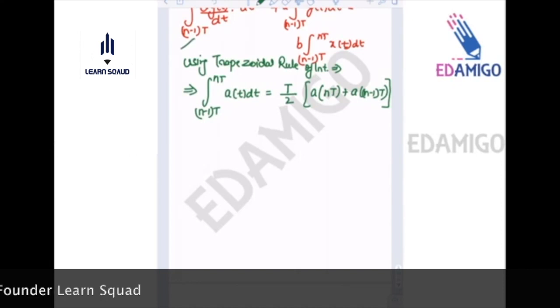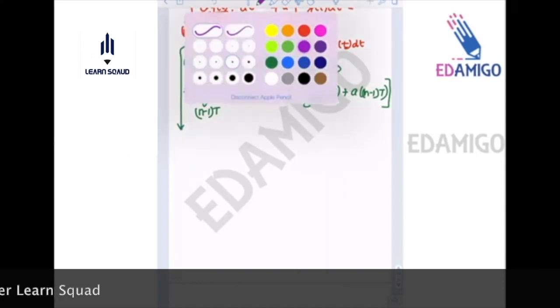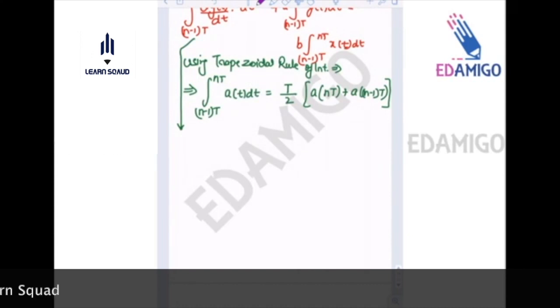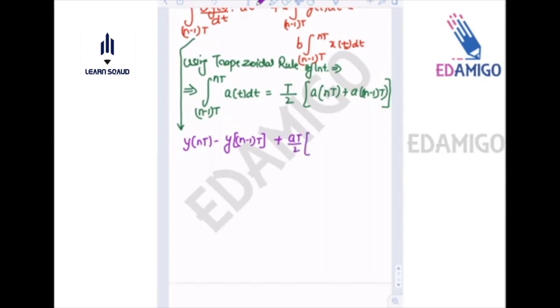We'll get from the above equation y(nT) minus y((n minus 1)T) plus AT by 2 times y(nT) plus y((n minus 1)T) is equal to BT by 2 times x(nT) plus x((n minus 1)T).